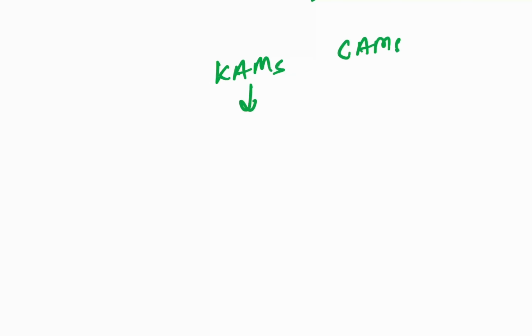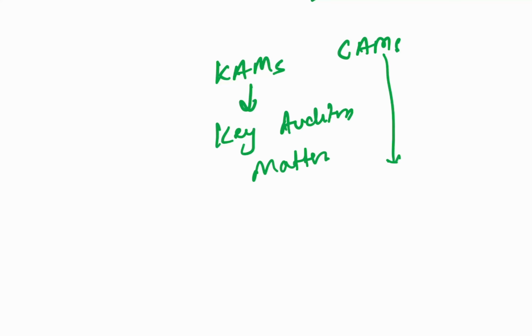Then before I end this lecture, there are 2 points, KAMs and CAMs. KAMs means key audit matters. And CAMs means critical audit matters. Basically these are the special topics that the auditor thinks are very important for the users of the financial report to understand.